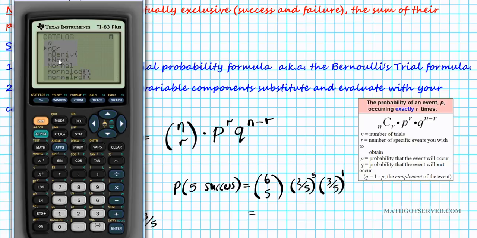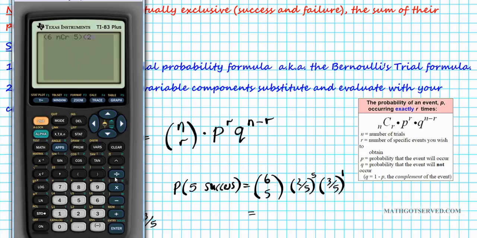This function right here is your combination function. So nCr just tells you that the number you enter before this function is the n and the number after is your r. So 6 is n, choose r. r is the number of successes, which is 5. And then you close that. Now we've entered this part. Now let's enter these other two parts.